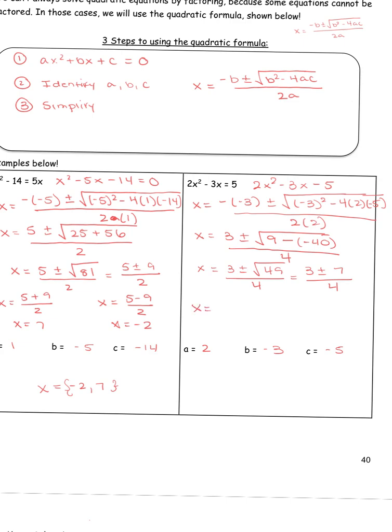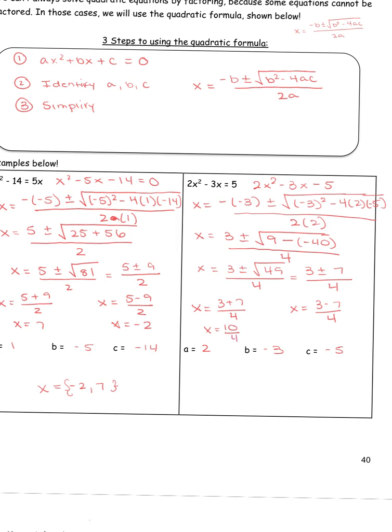So we have x is equal to 3 plus 7 divided by 4. And we also have x is equal to 3 minus 7 divided by 4. All right, so again, simplifying, we have 3 plus 7, which is 10. 10 divided by 4, of course, we're going to keep it as a fraction, so we have 10 fourths.